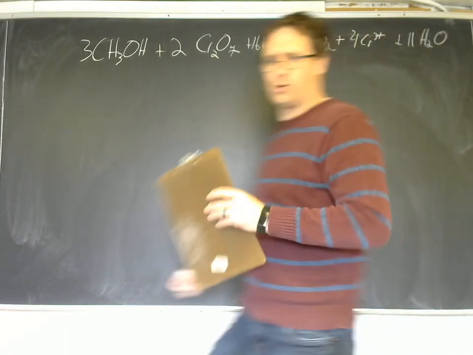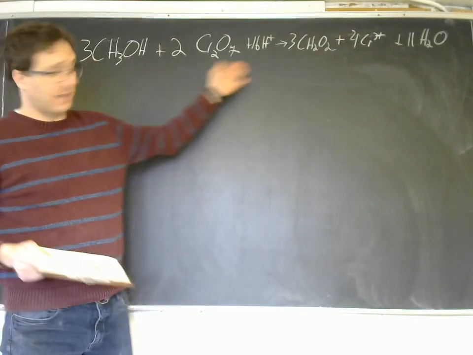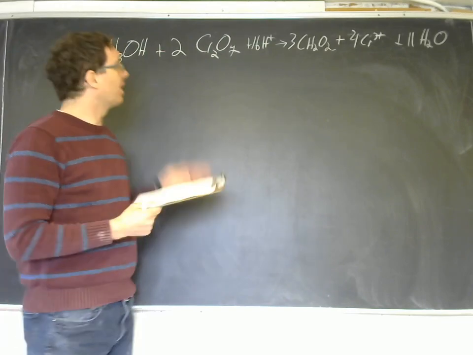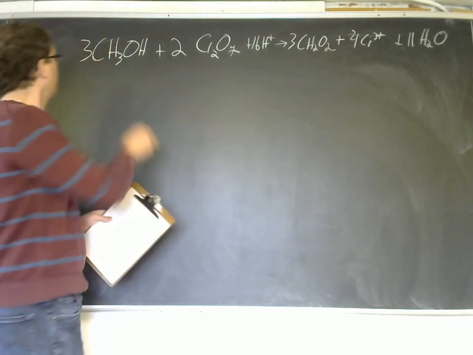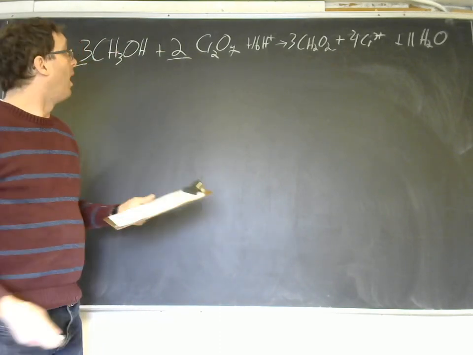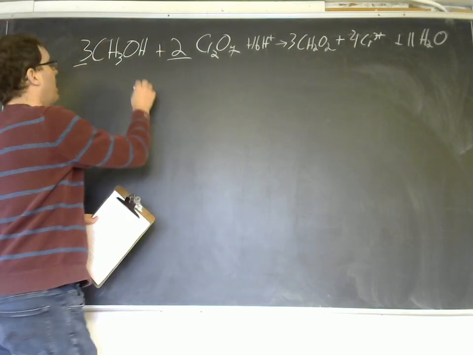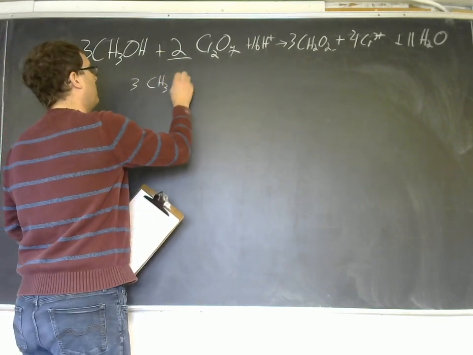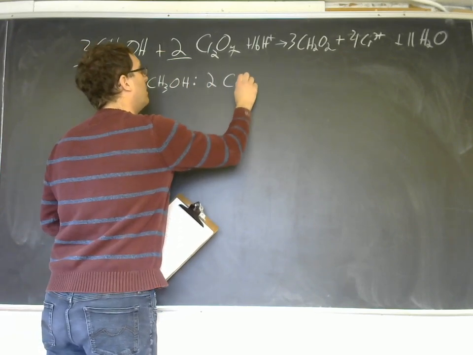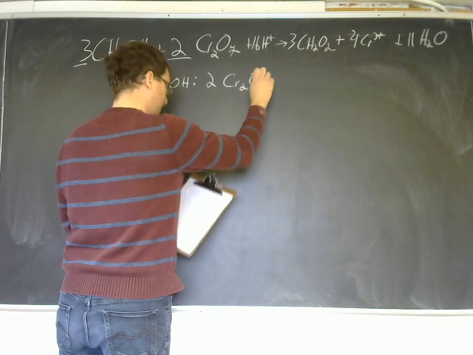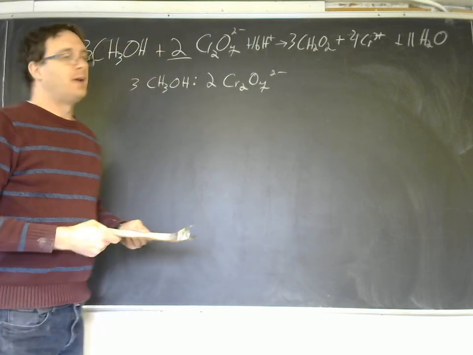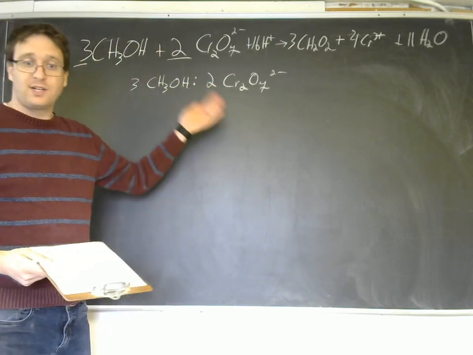Of course, you could be given just the reactants and products in an unbalanced form and asked to balance them. But here we've got a balanced reaction, and the key point is the stoichiometric coefficients for our two relevant co-reactants. We have 3 CH3OH for every 2 Cr2O7 2-, dichromate. So this is the bridge between our titrant and our analyte.